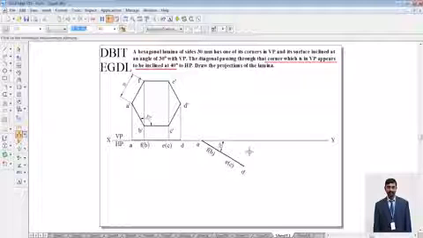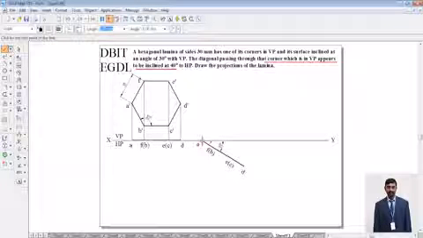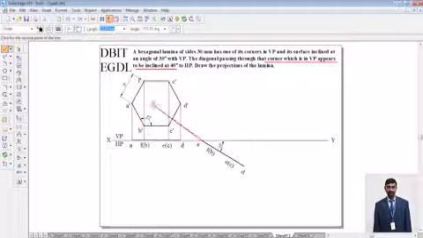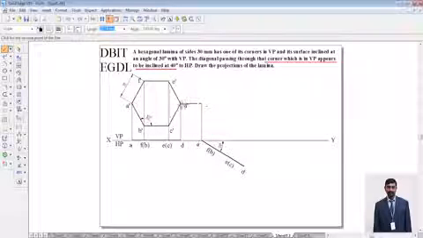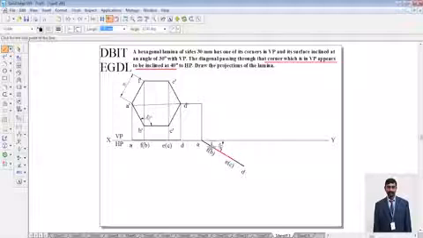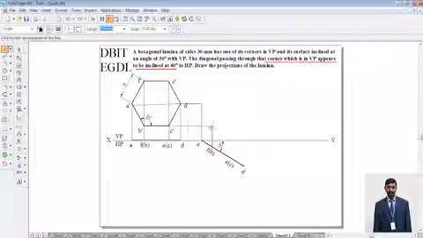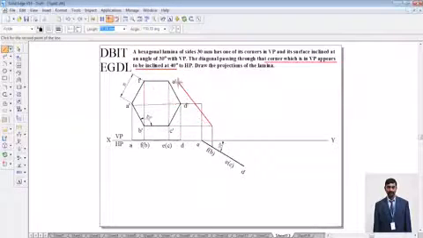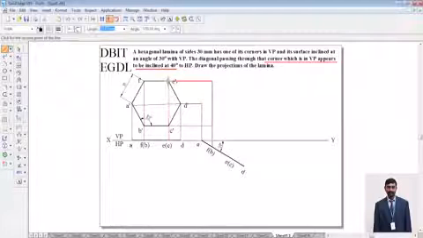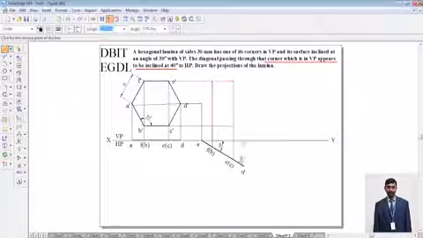Next, we are going to draw the projection lines using thin lines. A and D are both on the same line, so you can draw the projection lines. Next, F and B. Next, E and C, and finally D.